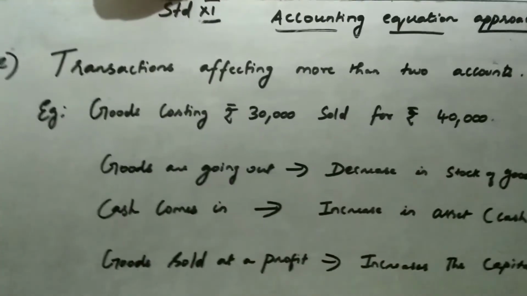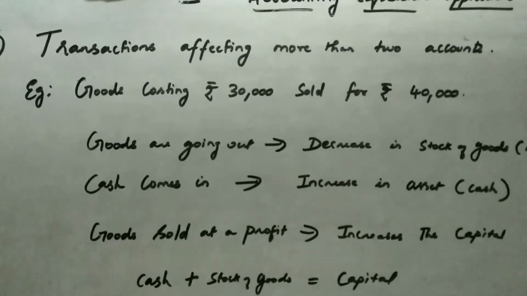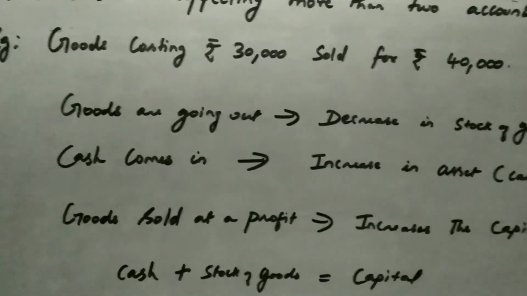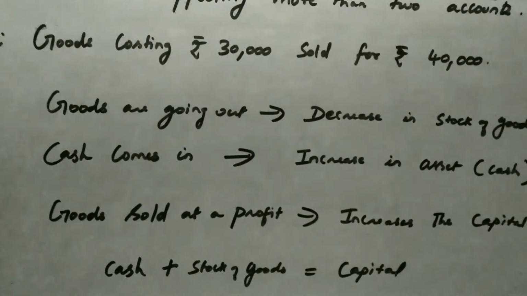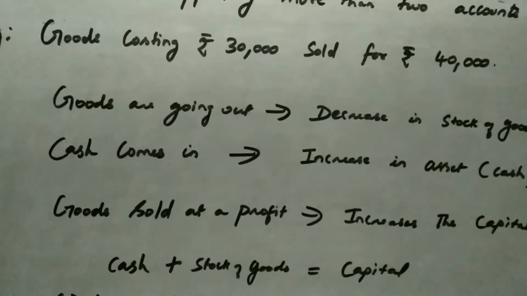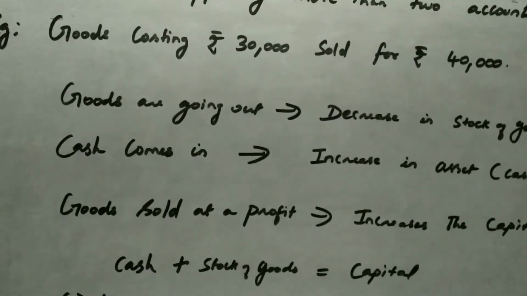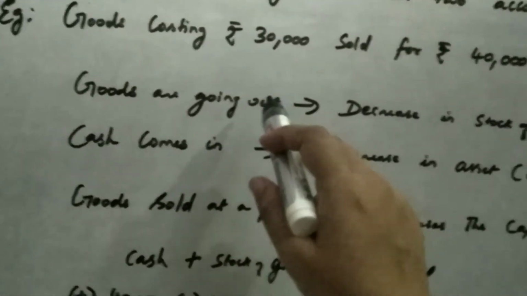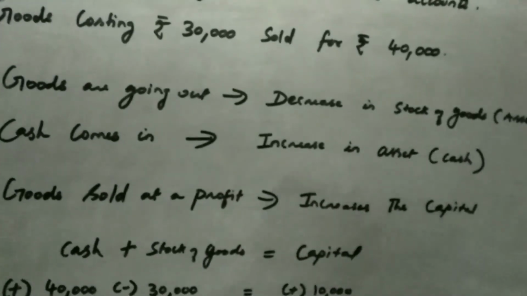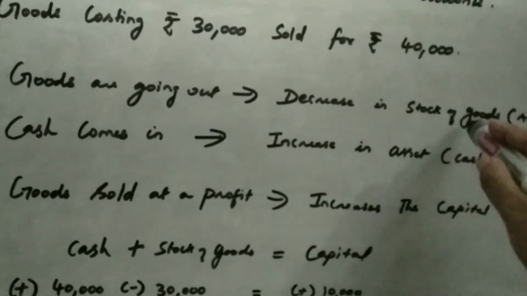The next type is that transactions affecting more than two accounts. Say for example, goods costing rupees 30,000 sold for rupees 40,000. So goods costing rupees 30,000, when it is being sold for rupees 40,000, you get a profit of rupees 10,000. So when goods are being sold, goods are going out of the business, which means there is a decrease in the stock of goods, which means assets gets decreased. One asset gets decreased. That asset is nothing but the stock of goods.